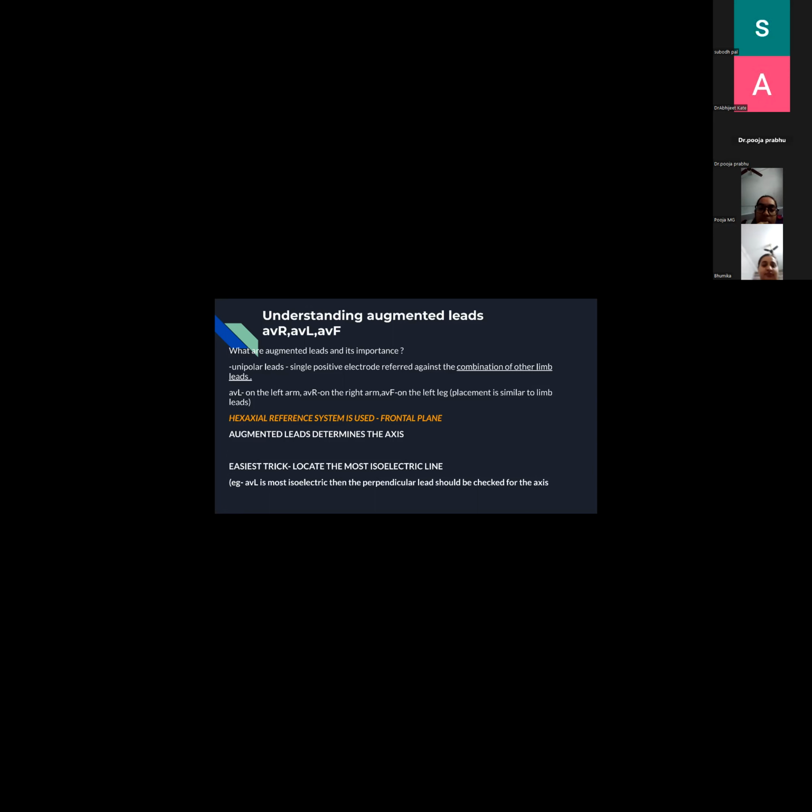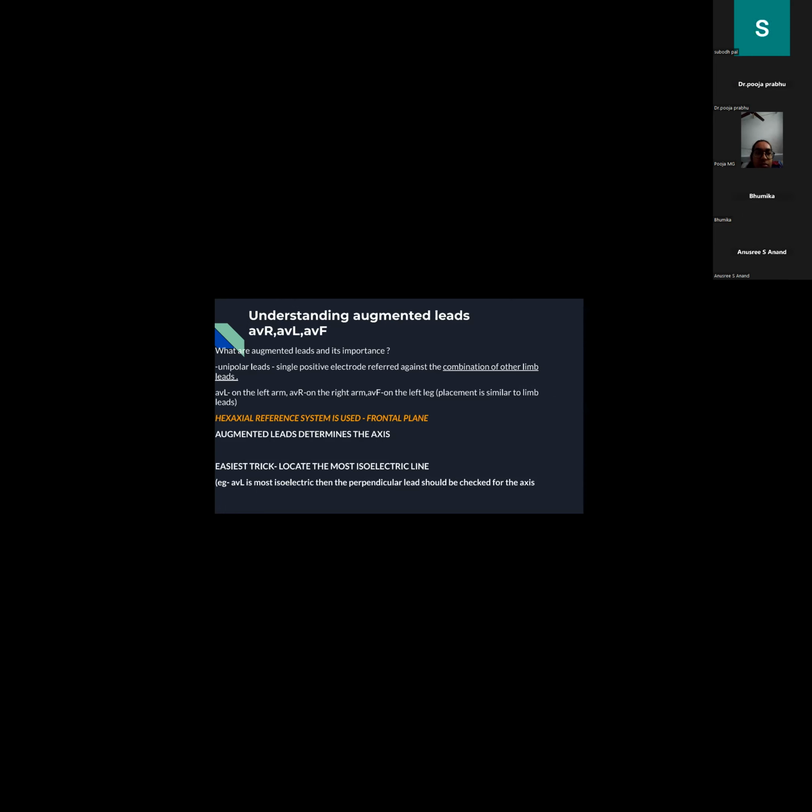Trick: when you have an ECG, sometimes it would be a flat line, or sometimes there would be slight deviation. Once you locate that, for example, if AVL is the most isoelectric line, then what you have to do is check for the perpendicular line, that is the lead which is at 90 degrees with AVL. You have to check that.